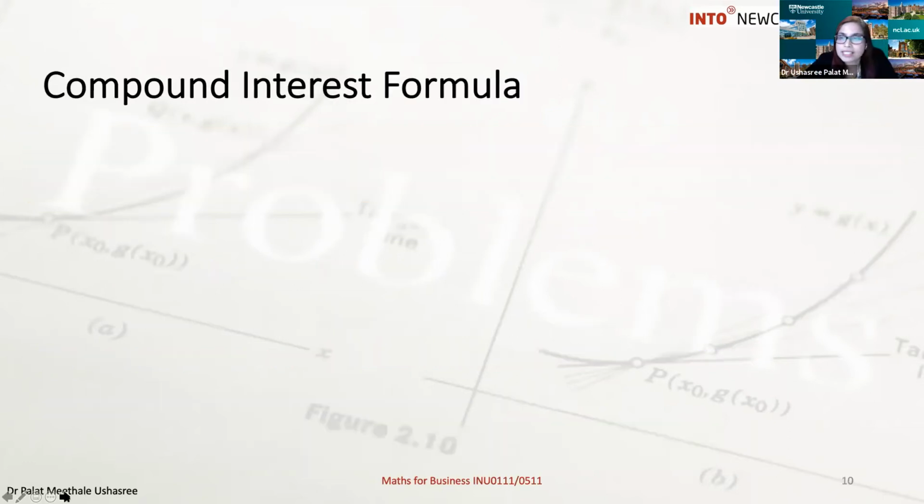And now let's try to generate a general formula for compound interest. In maths, you would like to have a general formula for everything. That makes our life easy. Okay, let's go for the notation first.